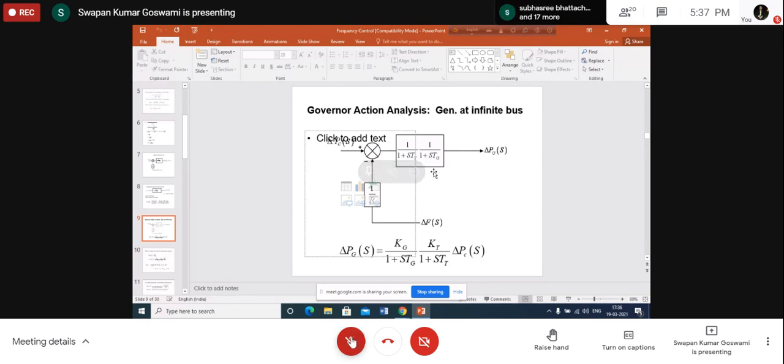Yes. Clear? So, from this analysis, we see that when a generator is connected to an infinite bus, that means a small generator connected to a large power system, if you make any change at the input of the generator, there will be an equivalent change in the output of the generator. Any increase in power input will create an increase in the power output.